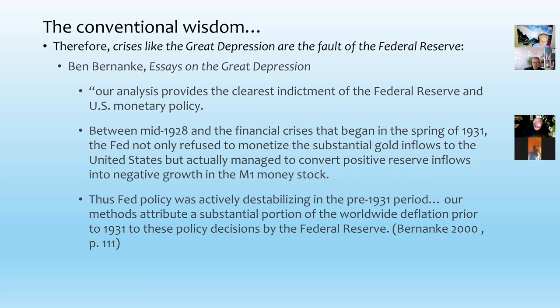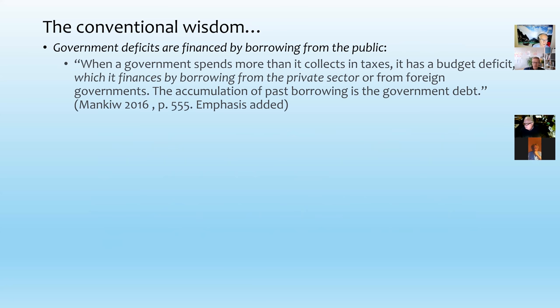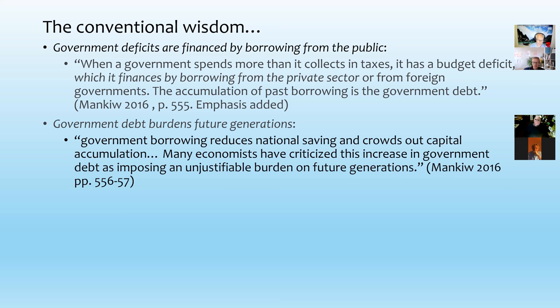That was his thinking. And when you look at the attitude to what the government sector does as well, the idea is the government borrows from the private sector to finance its deficit. So if the government spends more than it gets back in taxes, it has a budget deficit, and it finances that by borrowing from the private sector. Okay, and then that's the accumulation of private debt, and that burdens future generations.